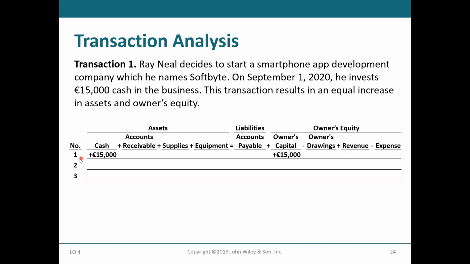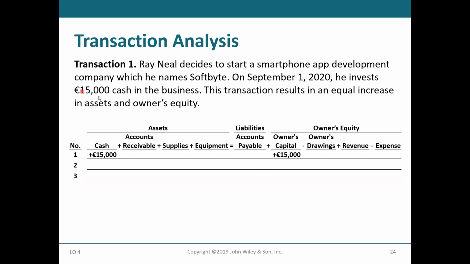Transaction 1. Ray Neal decides to start a smartphone development company, which he names SoftBite. On September 1, 2020, he invests 15,000 cash in the business. This transaction results in an equal increase in assets and owner's equity. Okay, so you see here, Ray Neal invests 15,000 cash in this business.